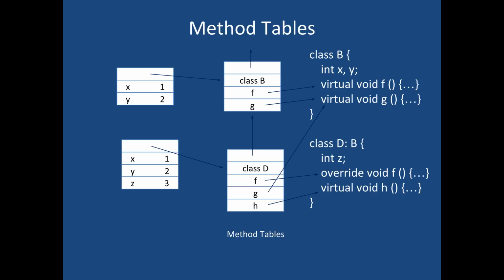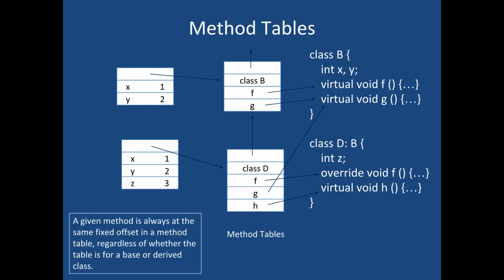The other reason we have that reference is so that when we invoke a method on an object, we know what to do. So suppose we invoke the method f on that object up there. How does it decide which method to actually call?